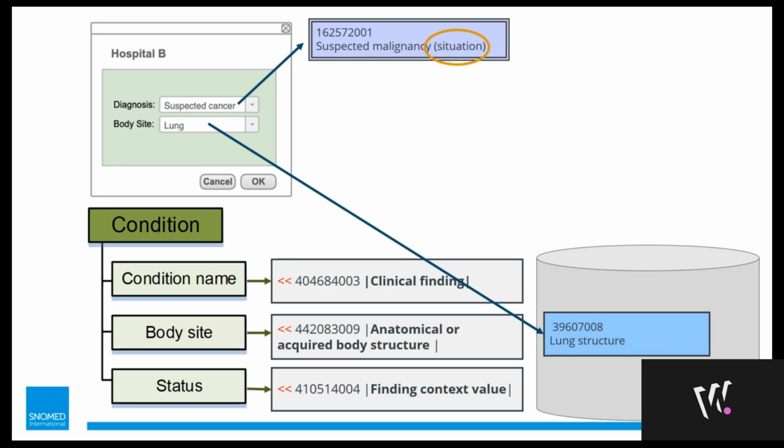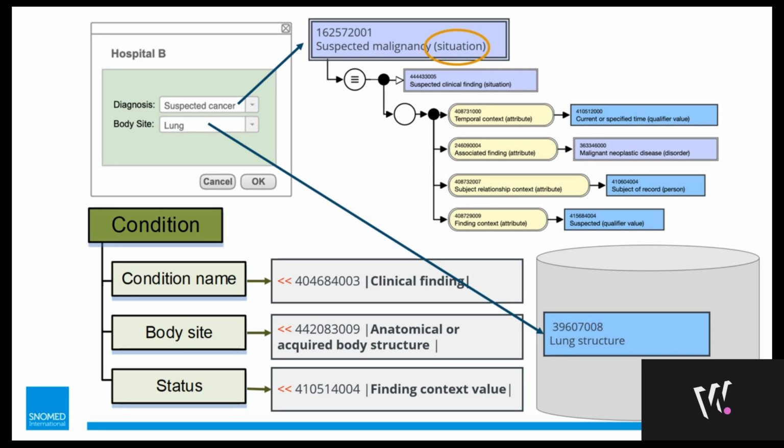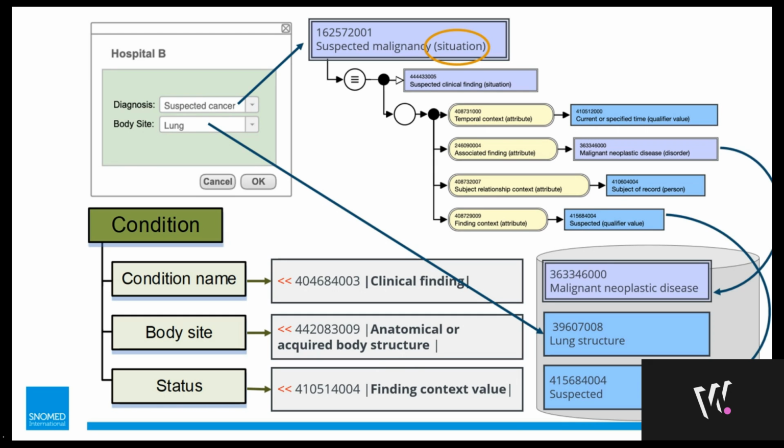However, we can derive the appropriate clinical finding concept to store based on the definition of the concept suspected malignancy. As shown here, the associated finding of this situation is the disorder concept malignant neoplastic disease, and the finding context is the finding context value of suspected. These concepts can therefore be stored to be consistent with the information model while retaining the intended semantics.